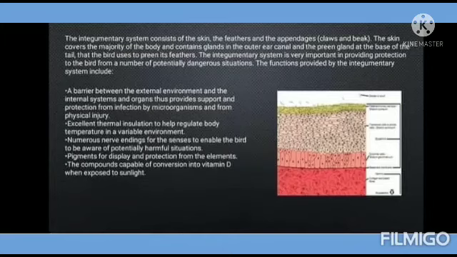The functions provided by the integumentary system include a barrier between the external environment and the internal system and organs, thus providing support and protection from infection by microorganisms and from physical injury. Excellent thermal insulation that helps regulate body temperature in a variable environment. Numerous nerve endings for the senses to enable the bird to be aware of potentially harmful situations. Pigments for display and protection from the elements. A compound capable of conversion into vitamin D when exposed to sunlight.